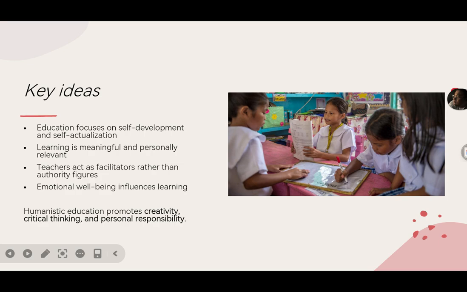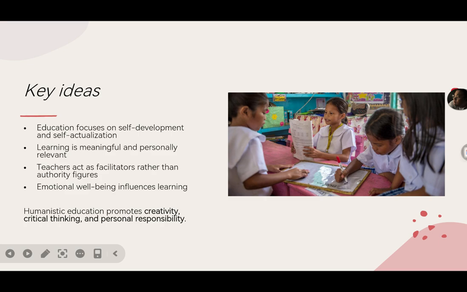So first is education focuses on self-development. Students are encouraged to grow personally and emotionally. Second, learning should be meaningful. Lessons should relate to real life experiences. And third, teachers act as facilitators, not just authority figures in front. Fourth, emotional well-being affects learning. Students learn better when they have a safe environment and feel supported. And lastly, humanism promotes creativity, critical thinking, and personal responsibility.